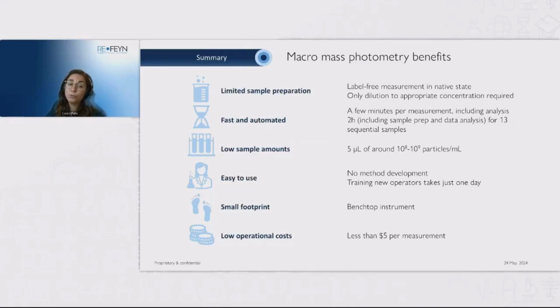It's quite easy to use. There is no method development. Training new users, independently of their background, takes about 1 day. So it's quite user-friendly. It has a really small footprint. It's a benchtop instrument. And the operational costs are really low. So we are talking below $5 per measurement.